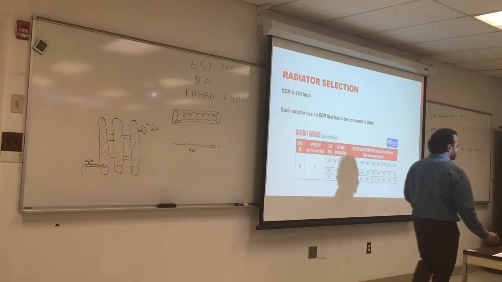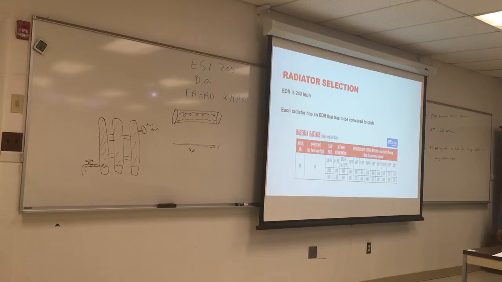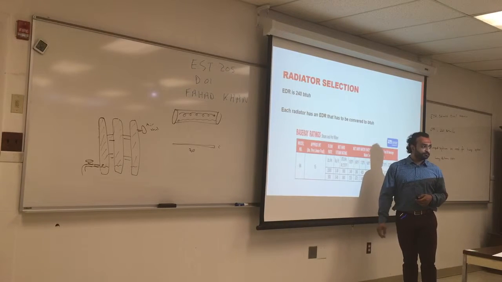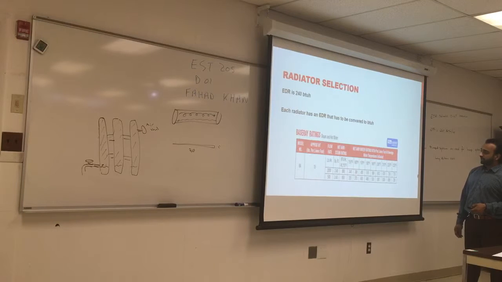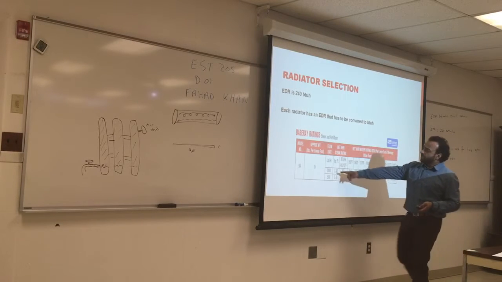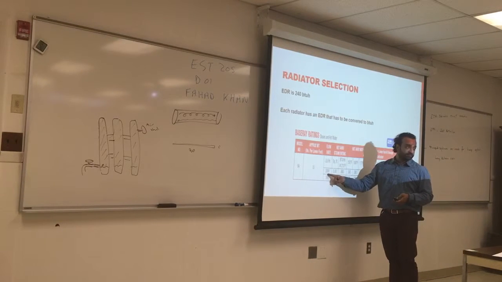So for radiator selection, again, we said EDR is the unit for these radiators, and EDR is 240 BTUs per hour. Some radiators can be used for both steam and water, and so they give you a rating whether you want to use steam or water. And this looks very familiar, right? 180 and 510, 580, they look very familiar to what we had from the water radiator, from these ones here. Then you see the flow rate in pounds per hour, that's the amount of steam.